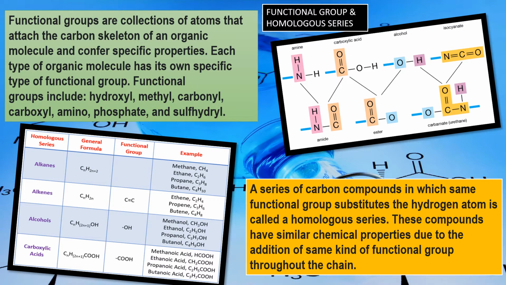So here I am going to discuss functional group and homologous series. What is a functional group in organic chemistry? Functional groups are collections of atoms that attach to the carbon skeleton of an organic molecule and confer specific properties. Each type of organic molecule has its own specific type of functional group. Functional groups include hydroxyl, that is the OH group, methyl, carbonyl, carboxyl, amino, phosphate, and sulfhydryl.